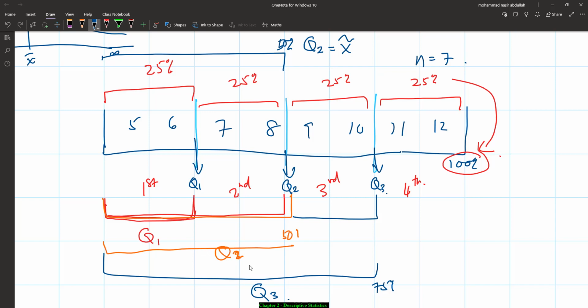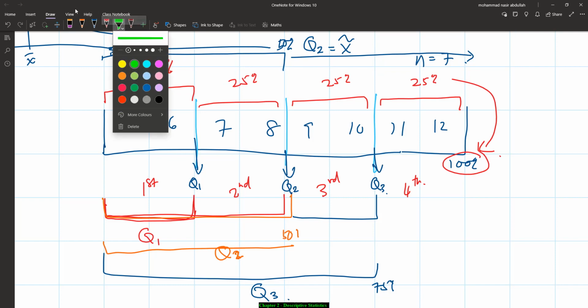50% of the total observation having value less than median value, while another 50% of the total observation having value more than median value. Right, so this is how we interpret quartile number 2 or median. Understand? So now let's look into quartile number 1.